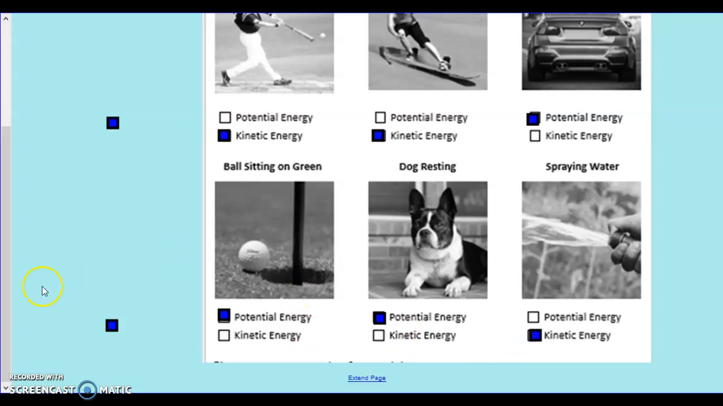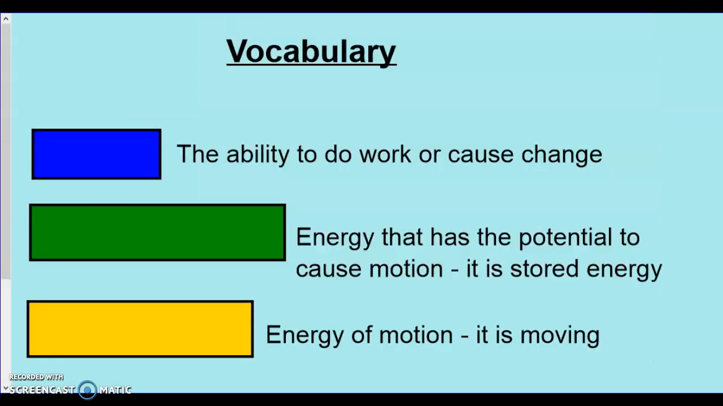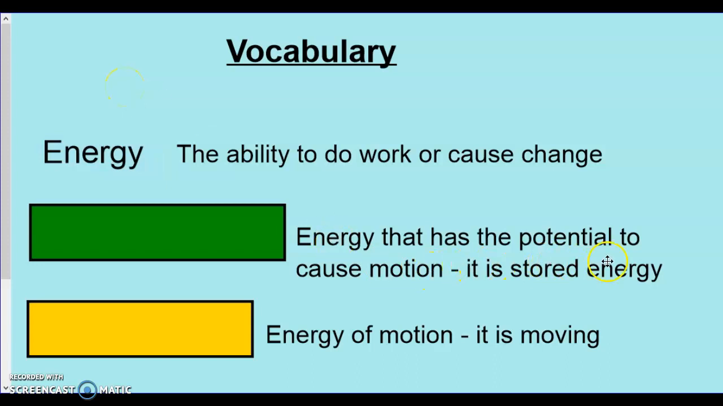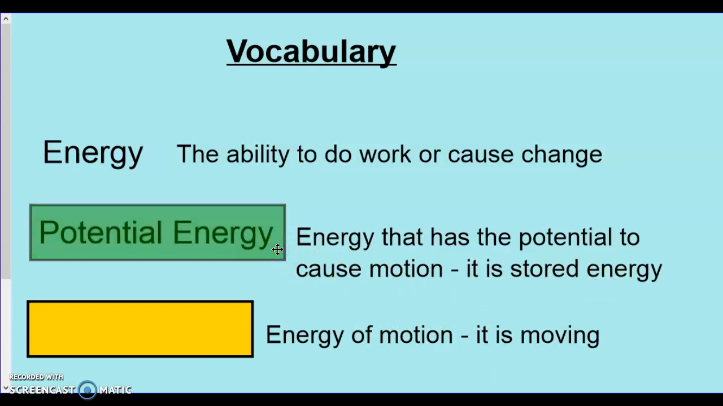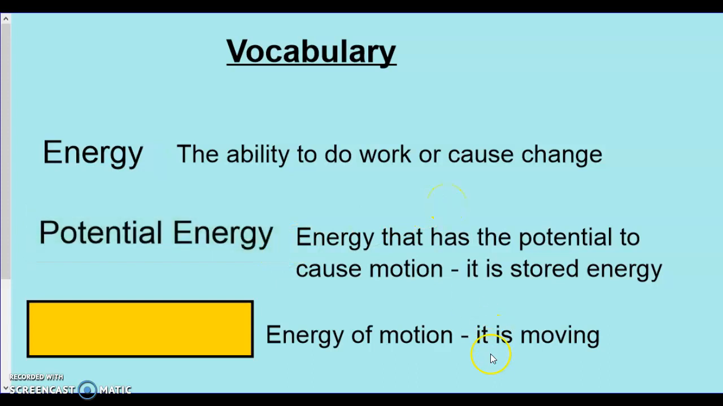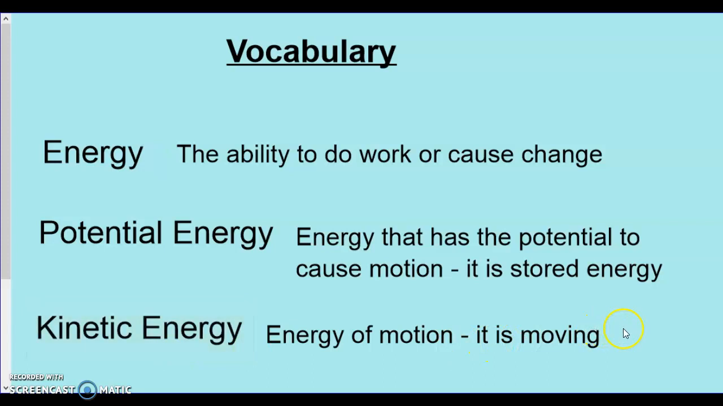Great job. So let's review that vocabulary one more time. Again, the ability to do work or cause change is energy. Energy that has the potential to cause motion, it's stored energy, is potential energy. And the last one, energy of motion. This is energy that is moving, and that would be kinetic energy.